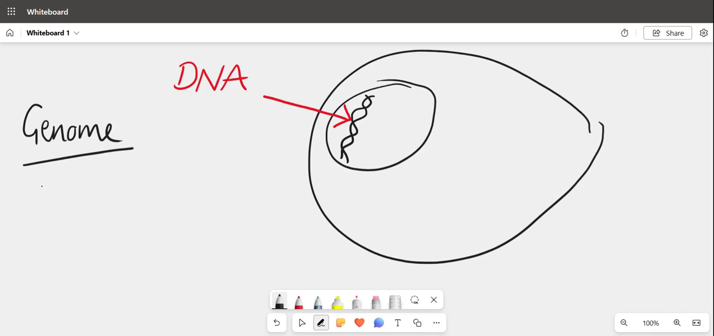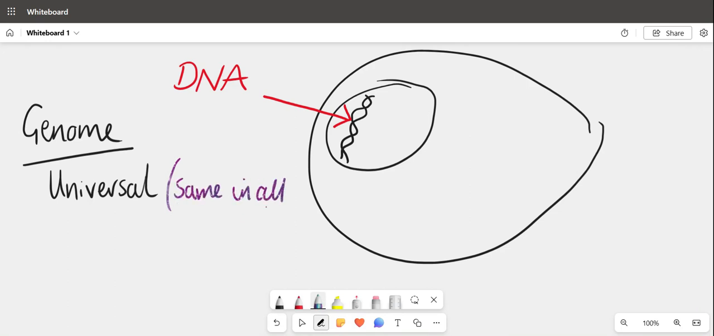So the first thing about your genome that you need to know is that it's universal. Now what this actually means is that it's the same in all organisms. So whether you're a fish, a bacterium, a person, a horse, whatever, it's the same. So that code is the same in all organisms. So what I mean by that is, you know how 3 bases code for one amino acid? So it would always be the same 3 bases that code for any amino acid. The second thing about your genome is that it's non-overlapping.